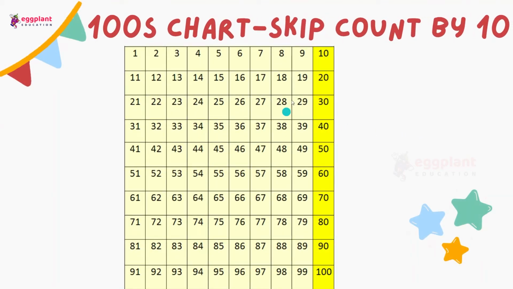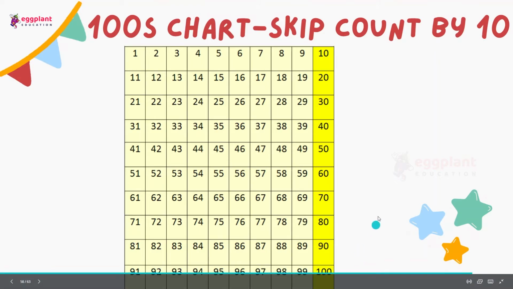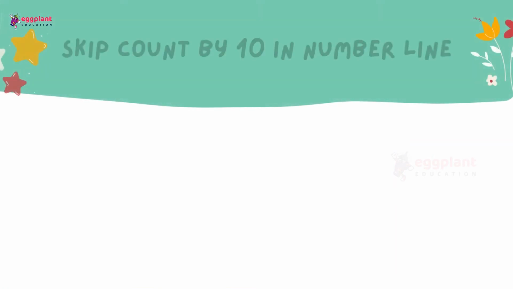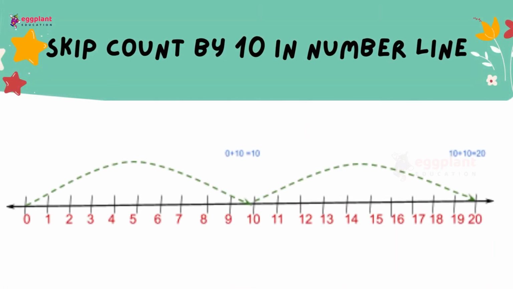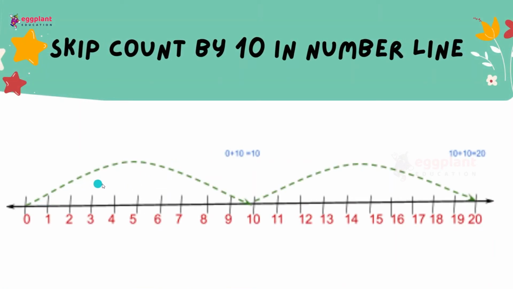Skip counting by 10. So 10, 20, 30, 40, 50, 60, 70, 80, 90, 100. It's nice, yeah? Next, we'll look at the number line. Skip counting by 10 in number line. 0 to 10, 10 to 20. It's like 0 plus 10, 10, 10 plus 10, 20, 20 plus 10, 30, and so on.